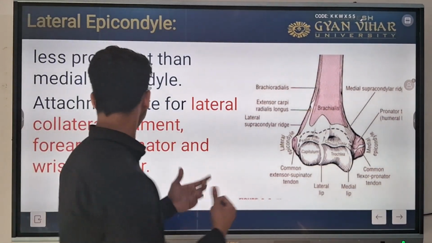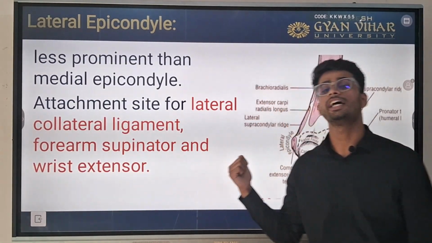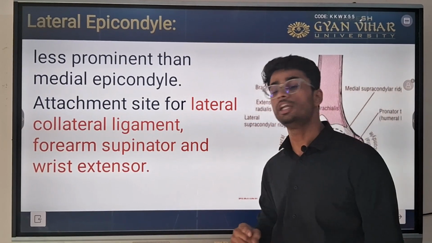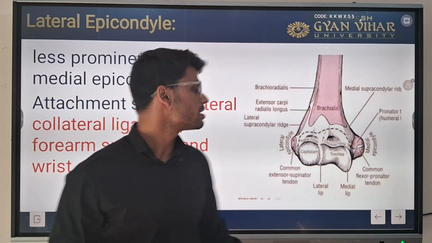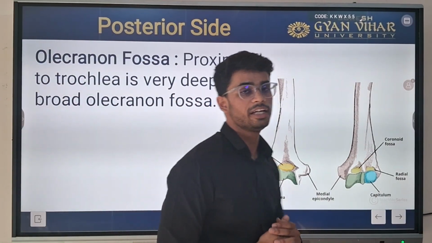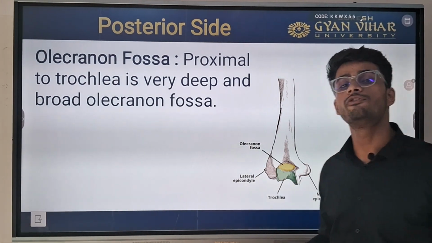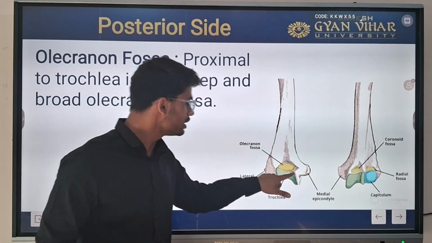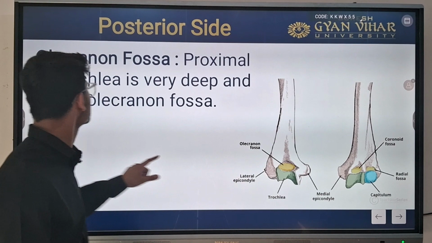Moving on to the lateral epicondyle side, we must know that this lateral epicondyle side is serving as the attachment site for the lateral collateral ligament and forearm supinator and wrist extensor muscles. Then on the posterior side there is something called the olecranon fossa. This is the fossa or space for the olecranon process. You can see over here in the yellow part, this is your olecranon fossa.